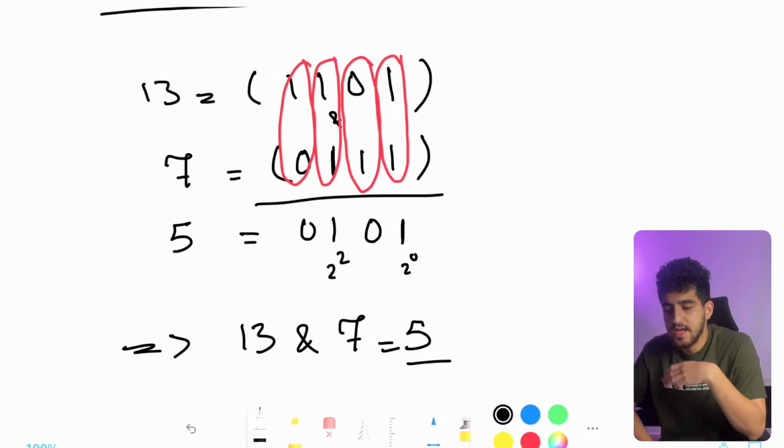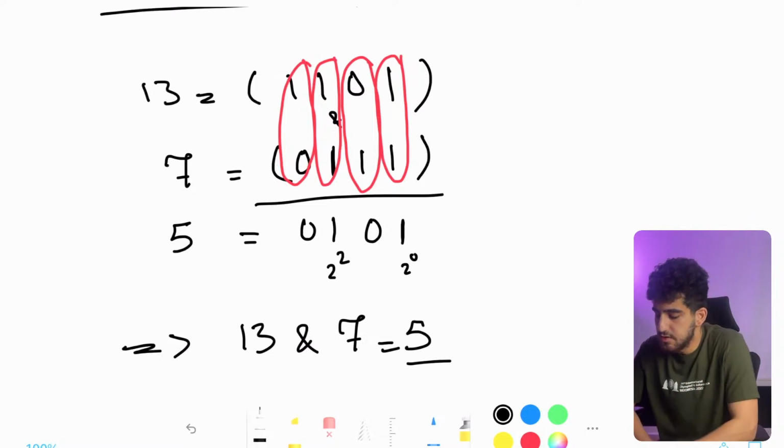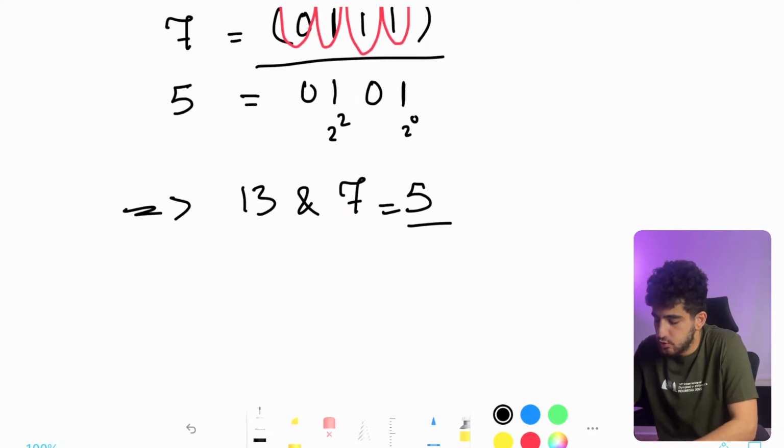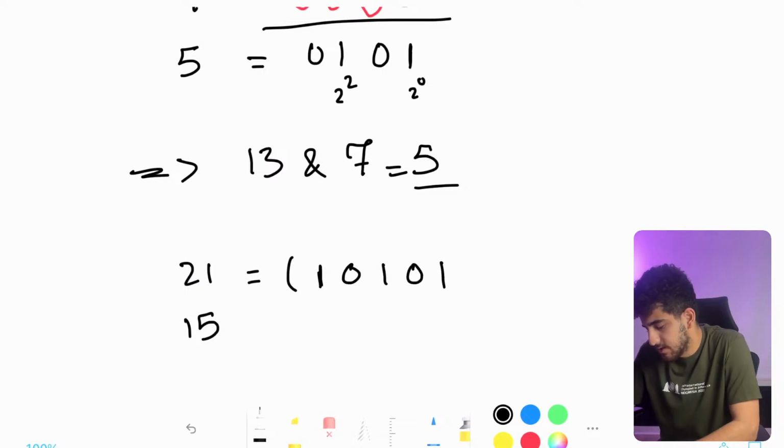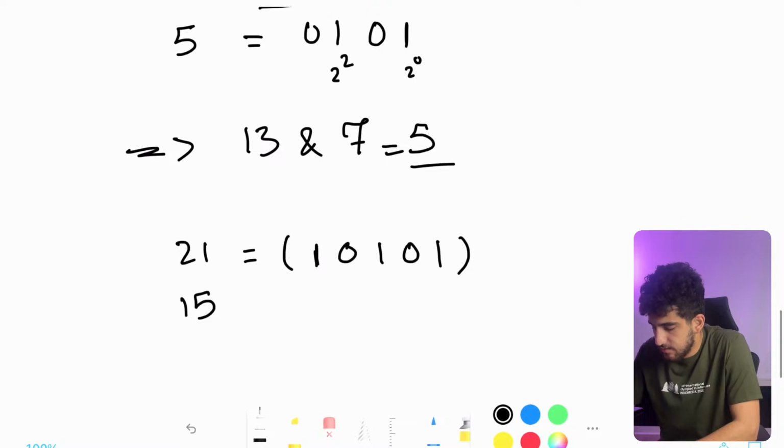In the same way, we can use OR or XOR. For example, let's say two numbers like 21 and 15. What is 21 in base 2? It is 16 plus 4 plus 1. So it would be like this. What is 15? 15 is like this: 8 plus 4 plus 2 plus 1.